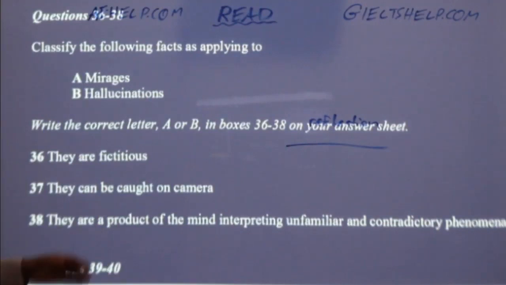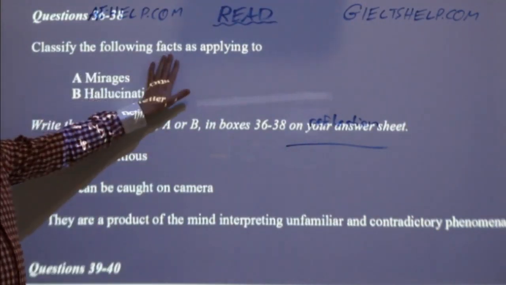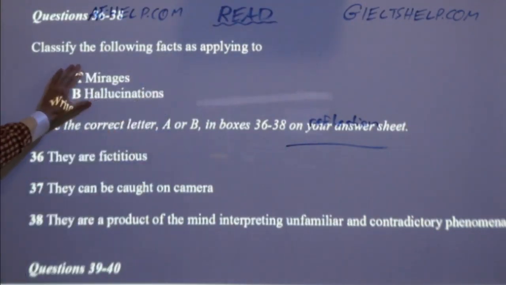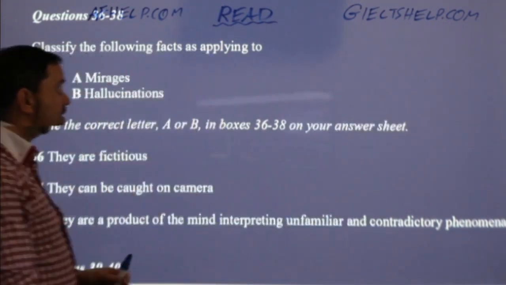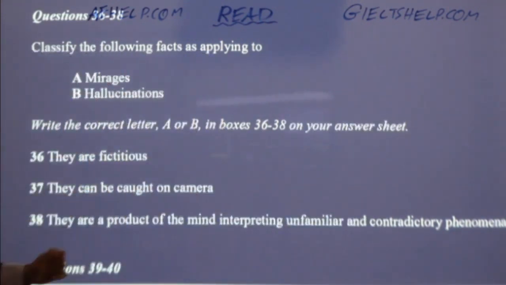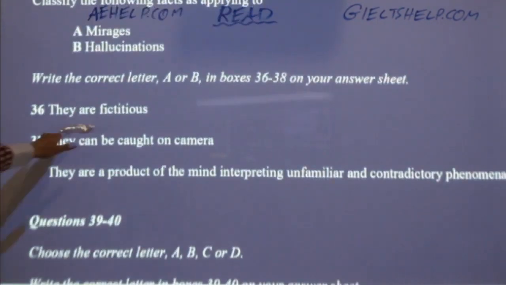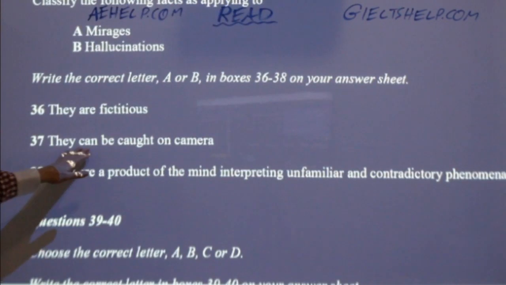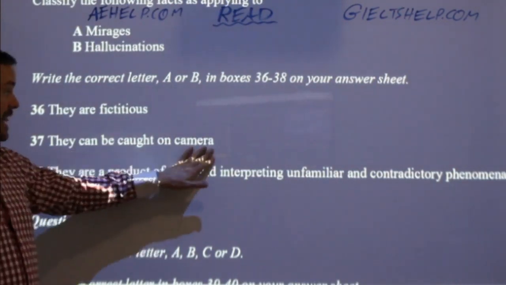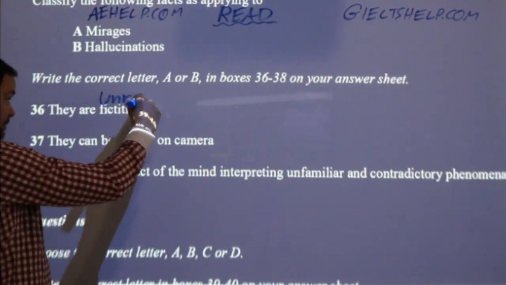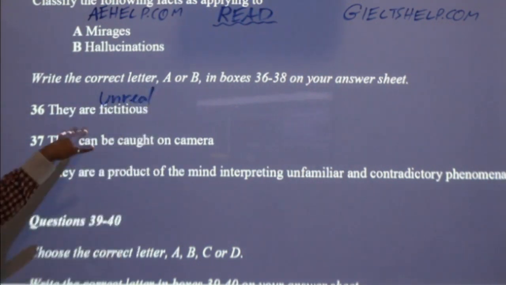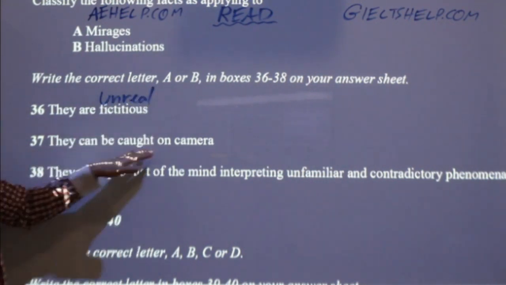Now here we have: classify the following facts as applying to mirages or hallucinations. Again, this information is all in the passage, so you can read this. They are fictitious. They can be caught on camera. Fictitious, of course, is unreal. Okay, so not real, unreal. They are unreal. They can be caught on camera.